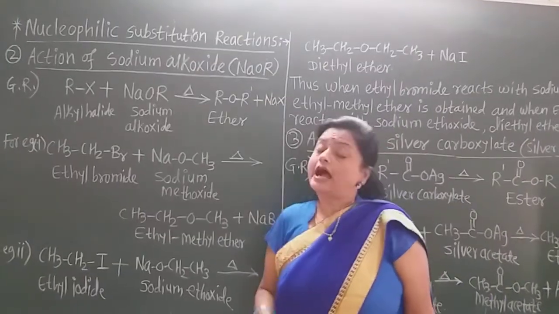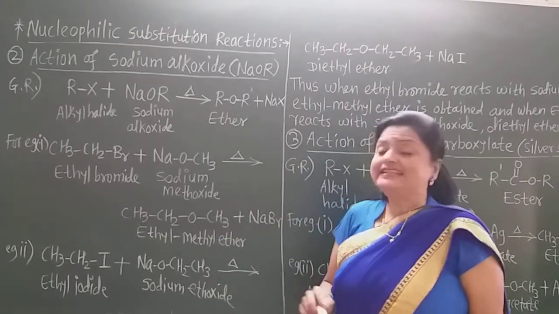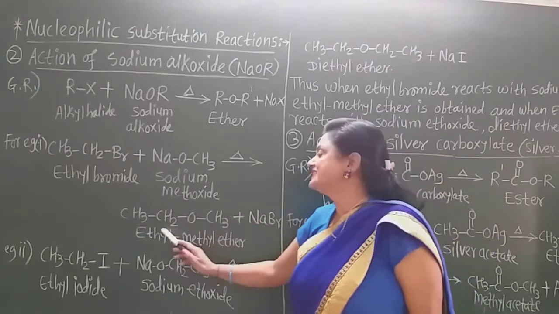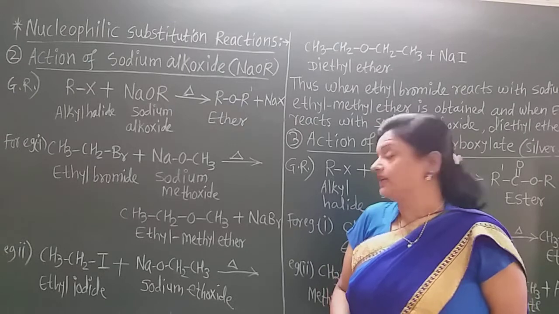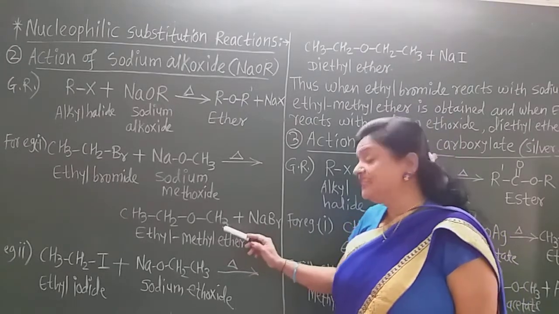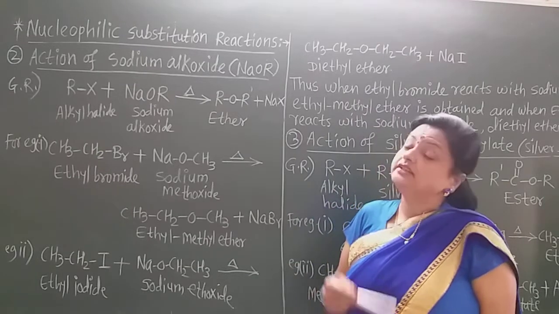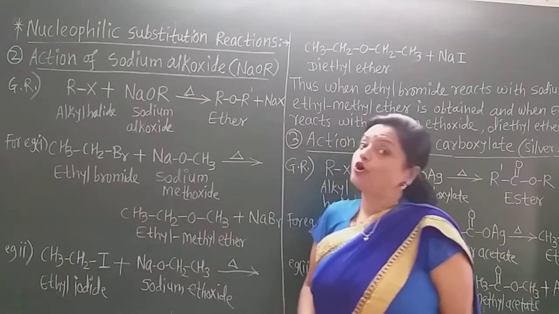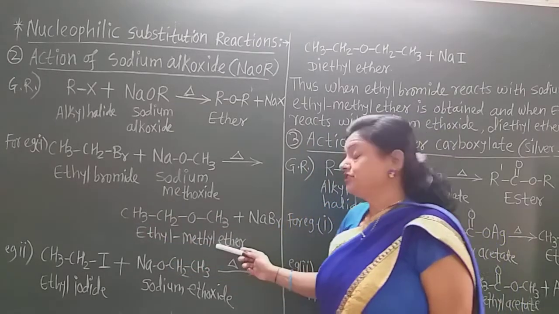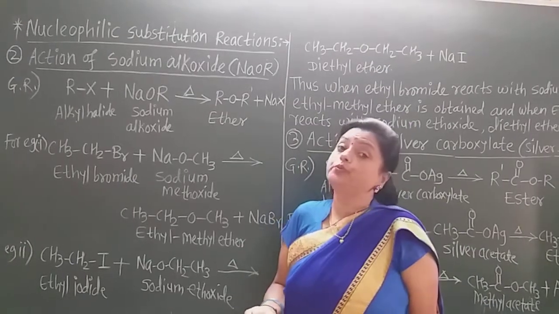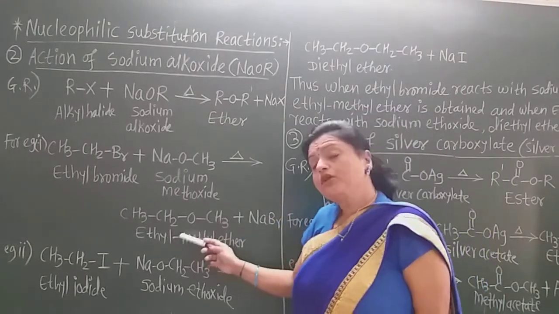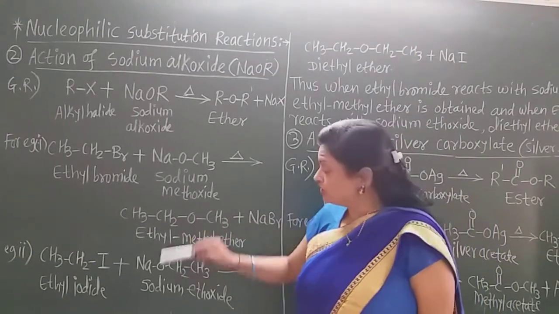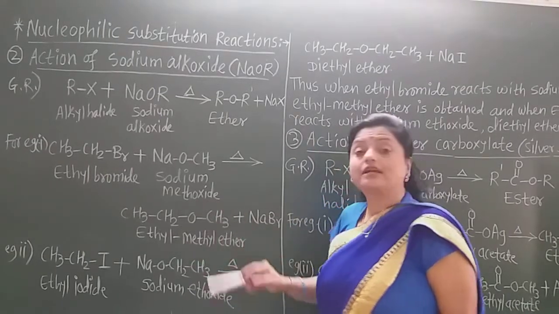There is also the IUPAC name of this ether. The short group becomes the methoxy group, and the large alkyl group becomes the parent alkane. So the IUPAC name of ethyl methyl ether is methoxyethane. We learn this in the chapter on ethers, where we learn about the IUPAC name. So this is methoxyethane or ethyl methyl ether. This is an unsymmetrical ether, because when we draw the axis of symmetry, the two parts are not equal.